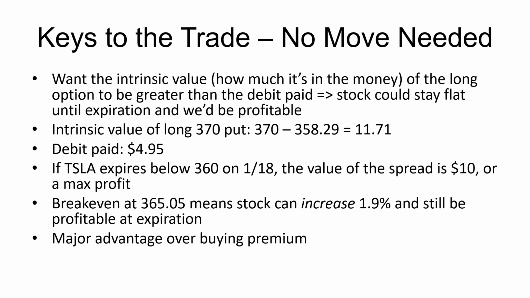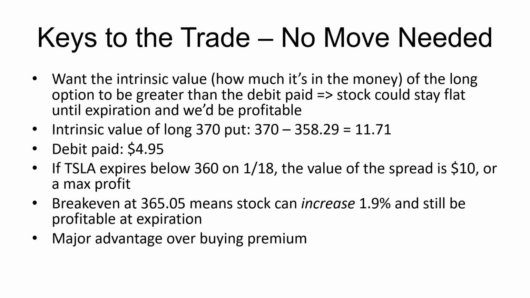And what that means is if the stock stays flat until expiration, I understand that that's not realistic, but let's say it stayed absolutely flat, no movement whatsoever, we'd have a profitable outcome because the intrinsic value when we put on the trade is greater than the debit that we paid. So in this case, let's look at the 370 put, the long put. The intrinsic value of that option was $11.71. So you take the strike price and you subtract the current stock price and you get $11.71. But we only paid $4.95 for the trade.